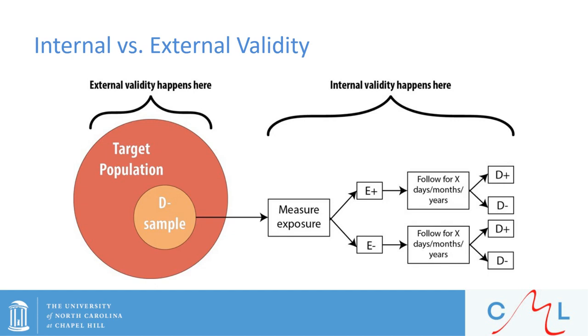External validity is shown on the left. This is how we sample. Internal validity is on the right. This is our study design.